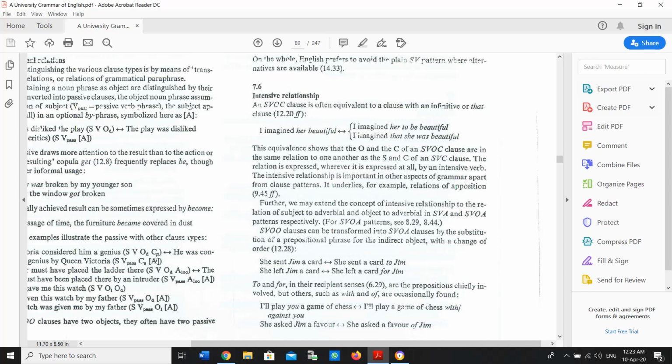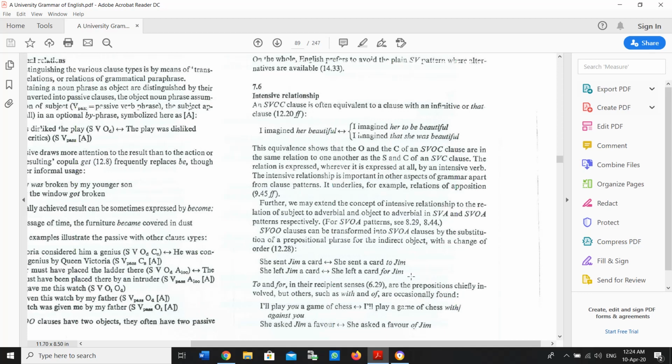Now let's have a look at these two sentences. She sent Jim a card. SVOO. She sent Jim, indirect object, a card. So this is the indirect object. I'm going to depend on a prepositional phrase to pull the indirect object to the end of the sentence. So I say: she sent a card to Jim. She left Jim a card. She left a card for Jim.